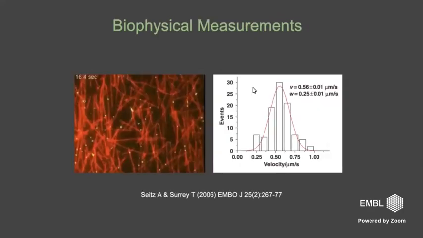Another typical task in bioimage analysis is actually doing real measurements. Here, for example, the green dots would be kinesin motors walking on microtubules, and then you want to get actual numbers, like velocities in micrometers per second. So not just statistics, but real measurements.